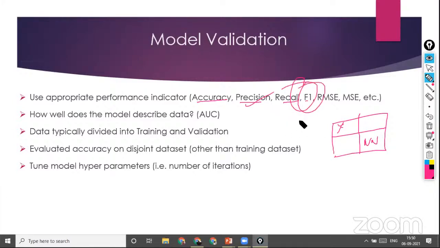The F1 score is actually one of the good metrics to measure a classification problem. And you have RMSE and MSE for regression problems as well. And another metric is area under the curve.